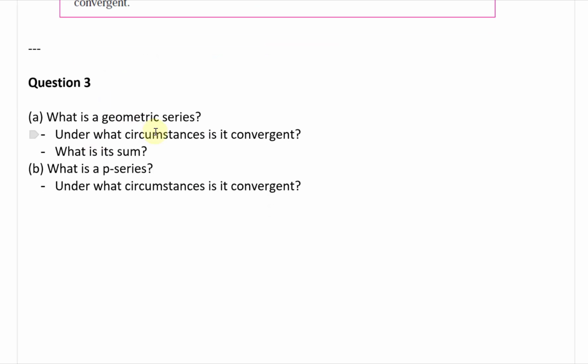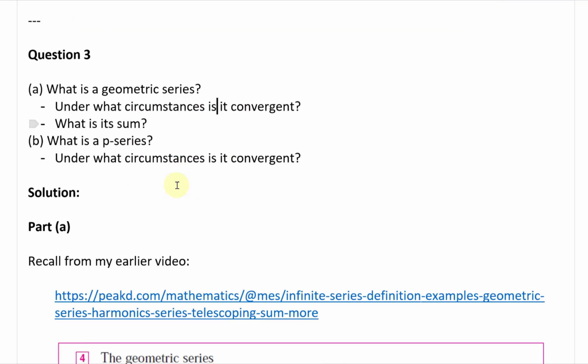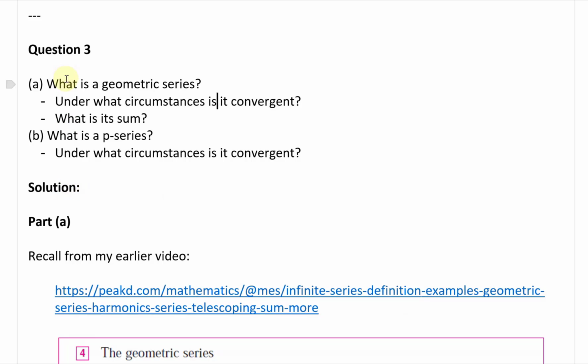And then under what circumstances is it convergent? And what is its sum? And then part B, what is a p-series? And then under what circumstances is it convergent? Alright, so now let's take a look at the solution to question 3.